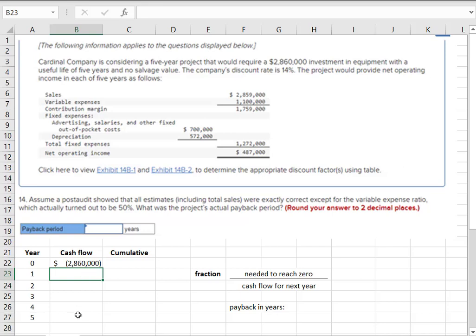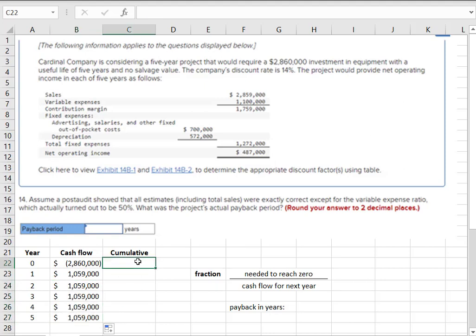And then every year for 5 years, we're going to have this positive cash flow, which is net operating income plus any non-cash expenses. So what would that be? That's going to be the 487 plus depreciation, 572,123. So for every year, for 5 years, we think we're going to have positive inflows of revenues minus expenses of that.